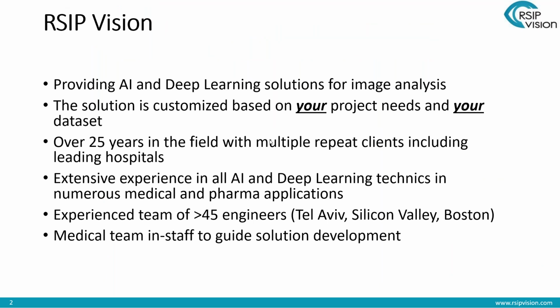A few things about RSIP Vision. We are providing AI and deep learning solutions for image analysis. The solution is customized based on your project needs and your data set. In that, we are different than many other providers in the market. We do not have some kind of a concept that was productized and now we are trying to sell it everywhere, but rather we take the opposite approach. We start with the customer and the customer's needs. We understand the problem or the question at hand. We review the data set, and then we customize a tailor-made solution for the customer.